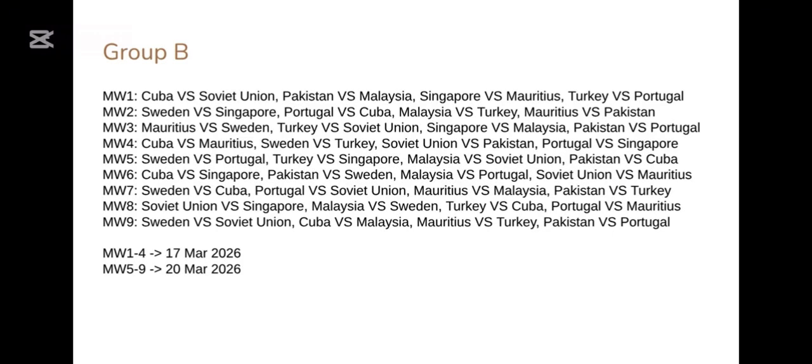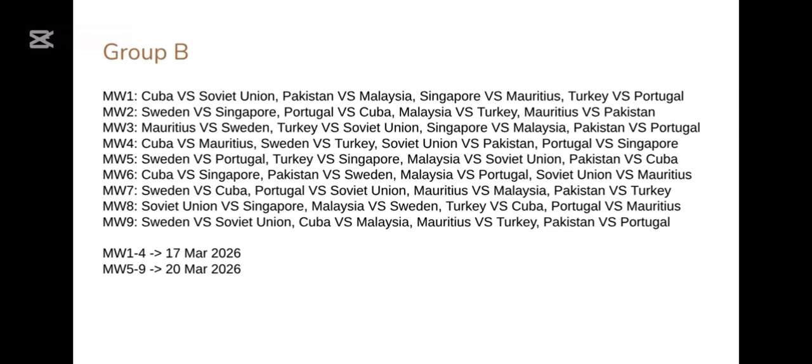Match week 4, Cuba v Mauritius, Sweden v Turkey, Soviet Union v Pakistan, and Portugal v Singapore. Match week 5, it's Sweden v Portugal, Turkey v Singapore, Malaysia v Soviet Union, and Pakistan v Cuba. Match week 6 sees Cuba v Singapore, Pakistan v Sweden, Malaysia v Portugal, and Soviet Union v Mauritius.